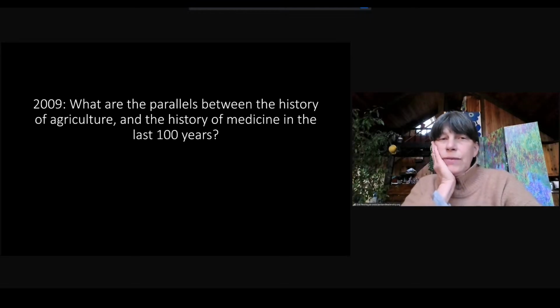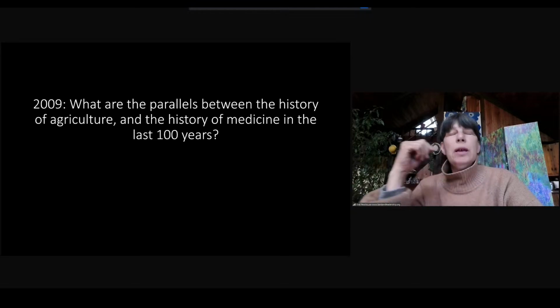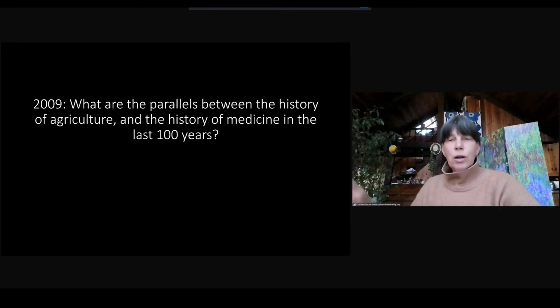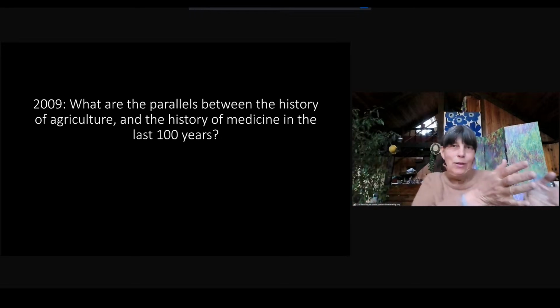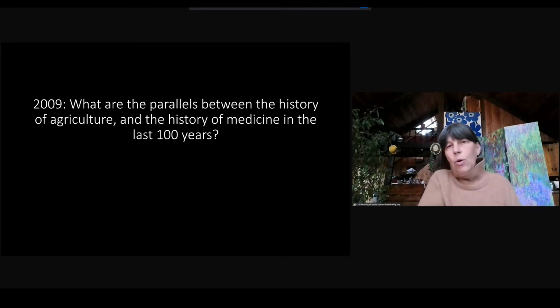2009, as I started writing more about this, I realized that there were parallels between the history of agriculture and the history of medicine over the last 100 years, that they both had gone from being something quite holistic and systemic to something that had become industrialized and specialized and monoculture, that you're either a cardiologist or you're a gastroenterologist. Either you're growing corn or you're growing beef.